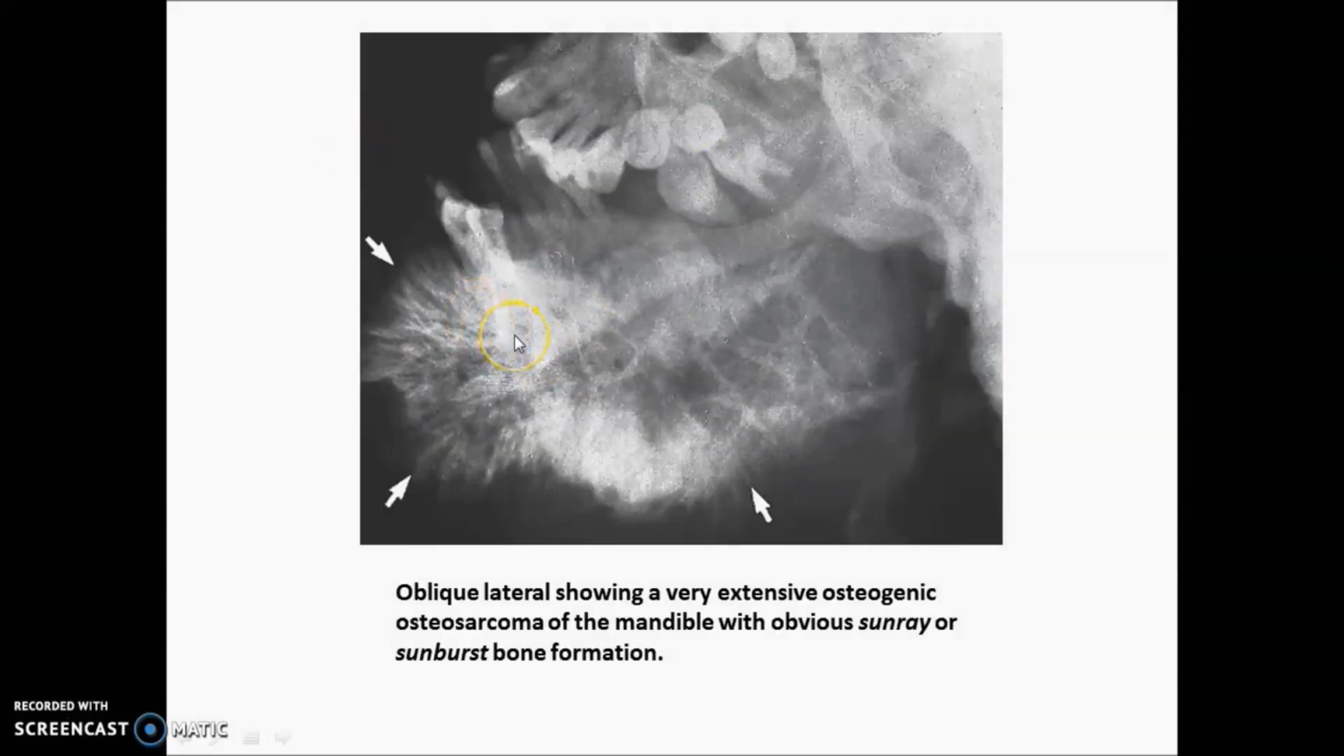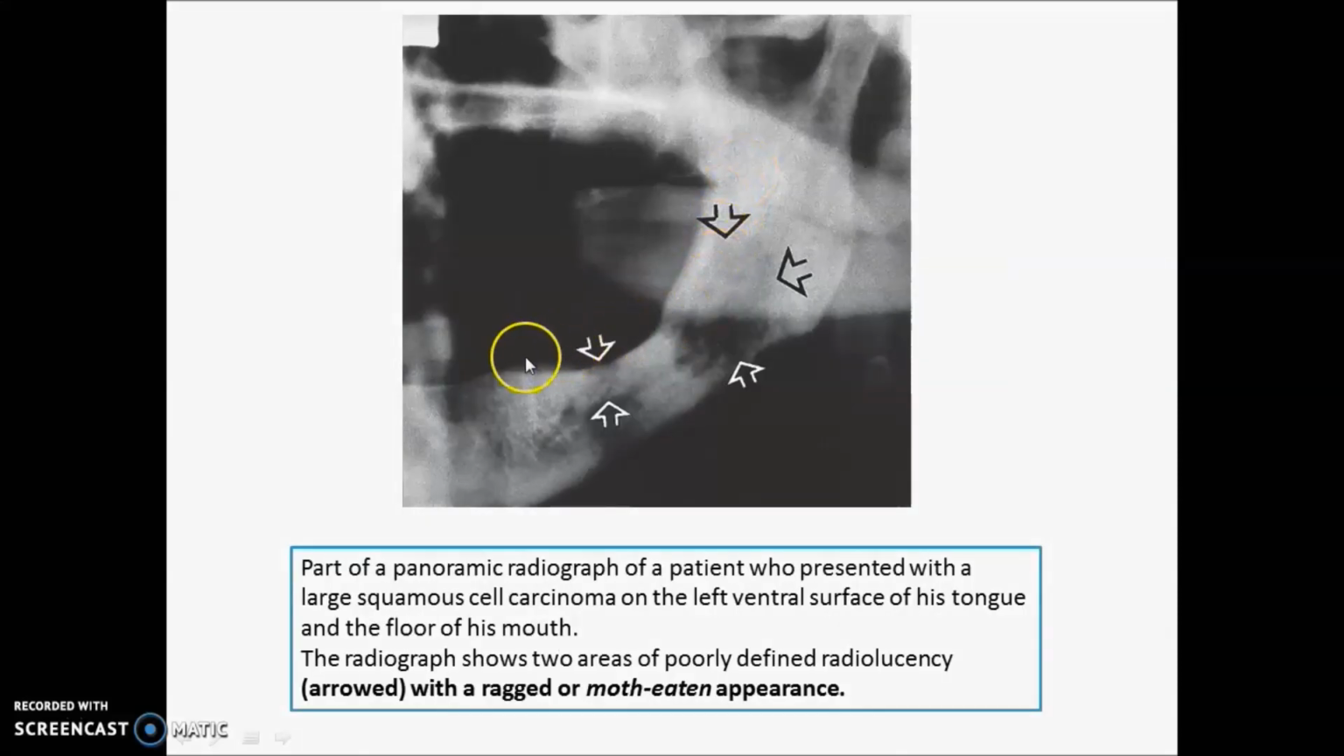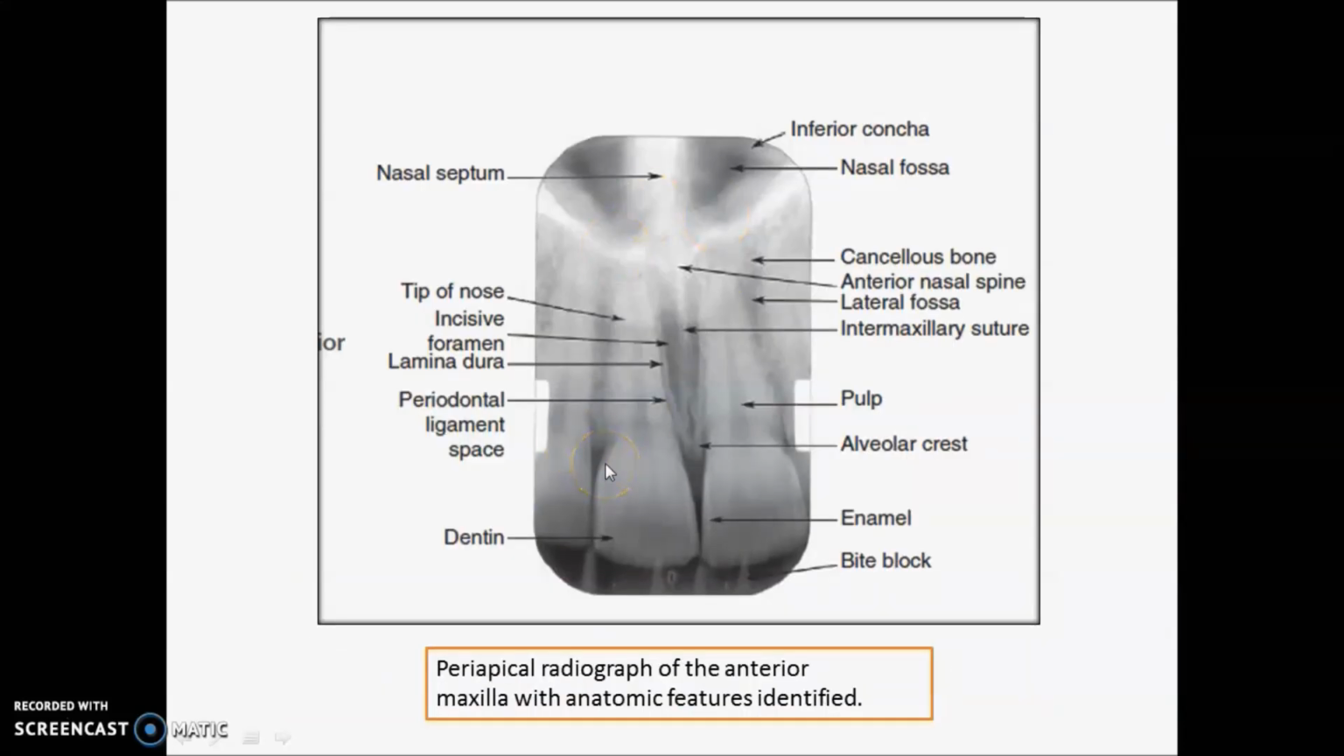This is what? A characteristic sunburst, or we can say sunray appearance of your osteosarcoma. And you can see in this panoramic radiograph, aspirants, a ragged or mouth-eaten appearance. This is the ragged or mouth-eaten appearance, most commonly seen in your squamous cell carcinoma. Now, along with the disease, you must know the normal radiographic landmarks.